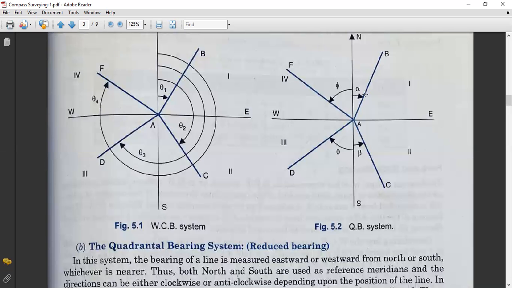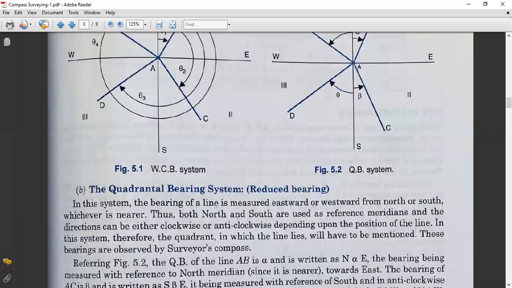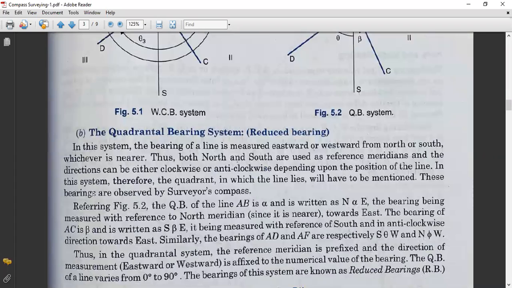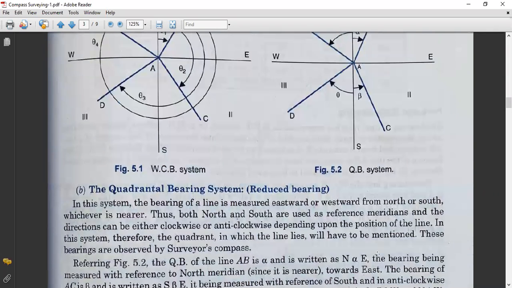So how we have to write the quadrantal bearing of line AB is eastward or westward from north or south, correct? So how to write alpha here for AB is north alpha east, right? You can see here. Referring to figure 5.2, the bearing of line AB is alpha. So you have to write it as north alpha east, that is, towards eastward from north, north alpha east.